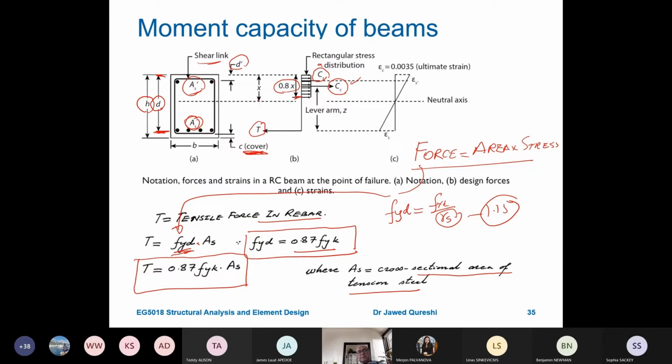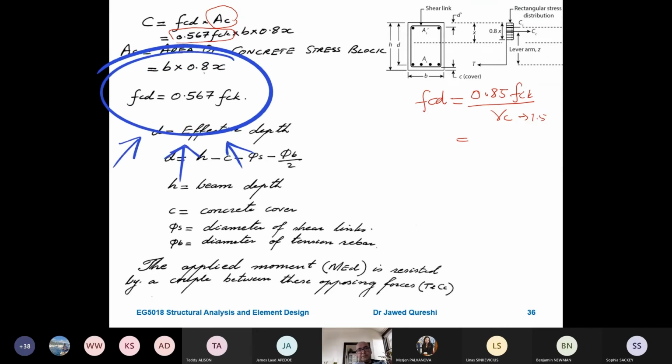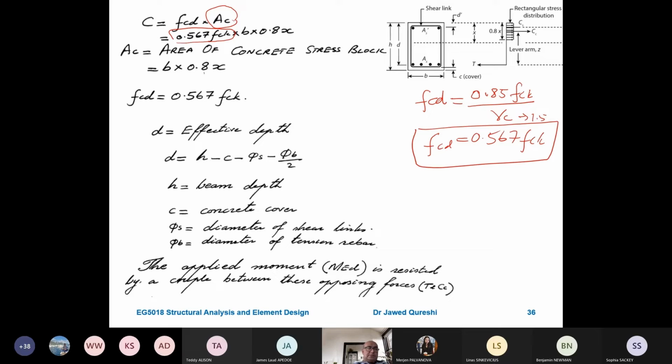Now the compressive force will again be equal to stress times area. The compressive force C, or Fc in this case, is equal to fcd times Ac, where Ac is the area of concrete. fcd, on the other hand, we found out a little earlier was equal to 0.85 fck divided by gamma C, where gamma C was 1.5. So if you put these values here, you will get 0.567 fck. Remember that fcd is the design concrete strength. The reason for using design values is that obviously we want to go for the safest option.